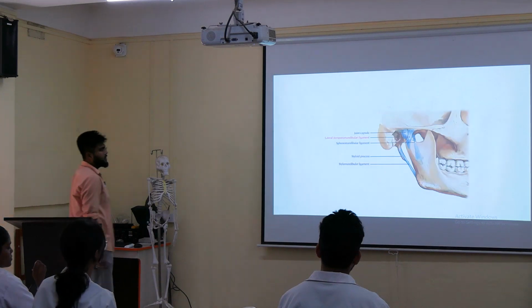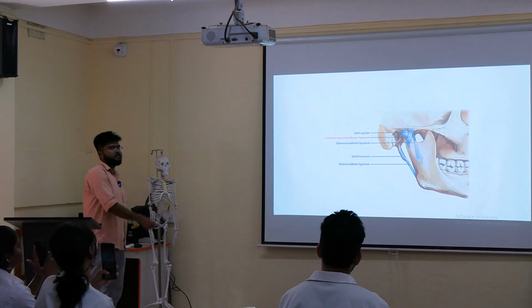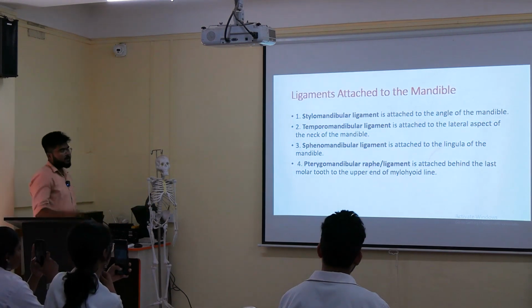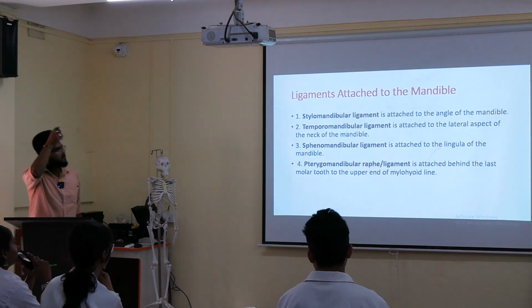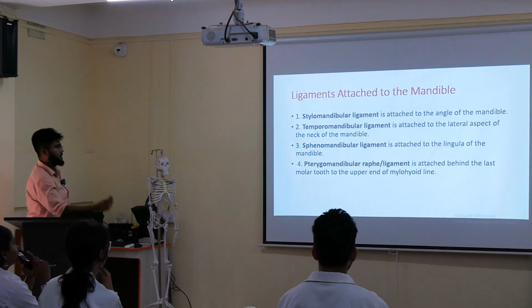Next, the ligaments. Here you can see the ligaments attached between the temporal bone and the mandible. There are 4 ligaments: stylomandibular ligament, temporomandibular ligament, sphenomandibular, and pterygomandibular ligaments.